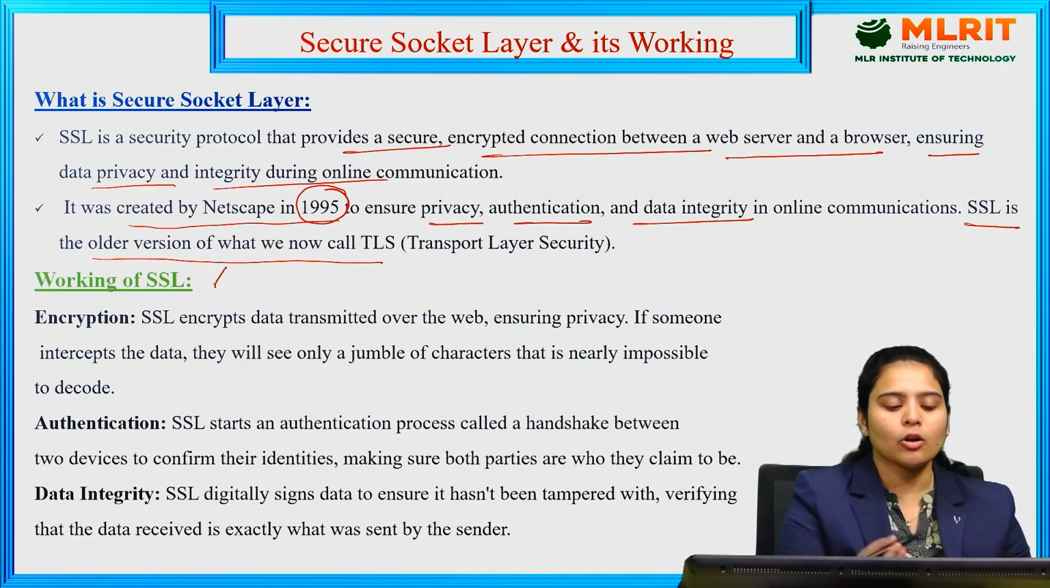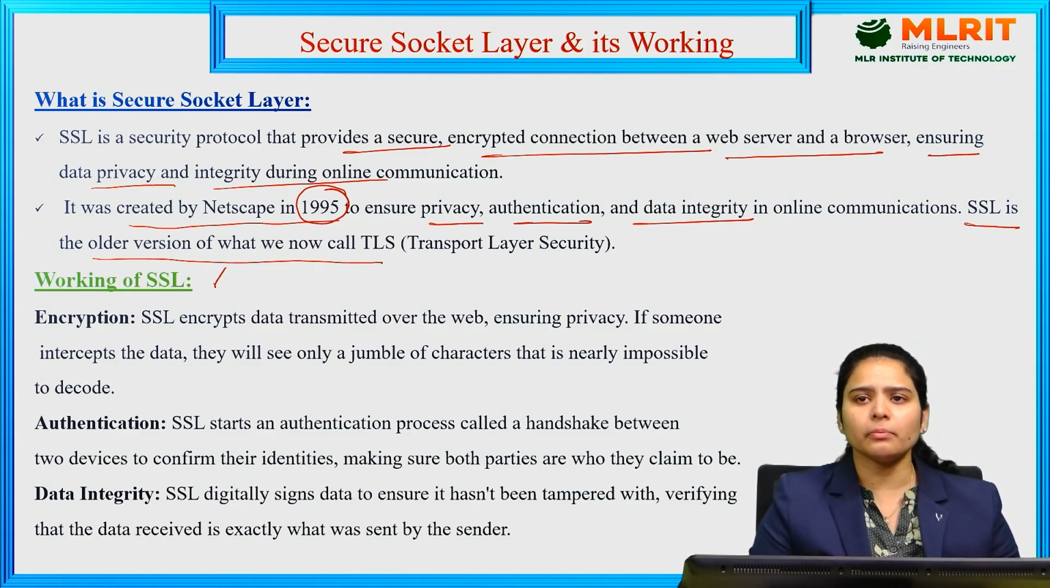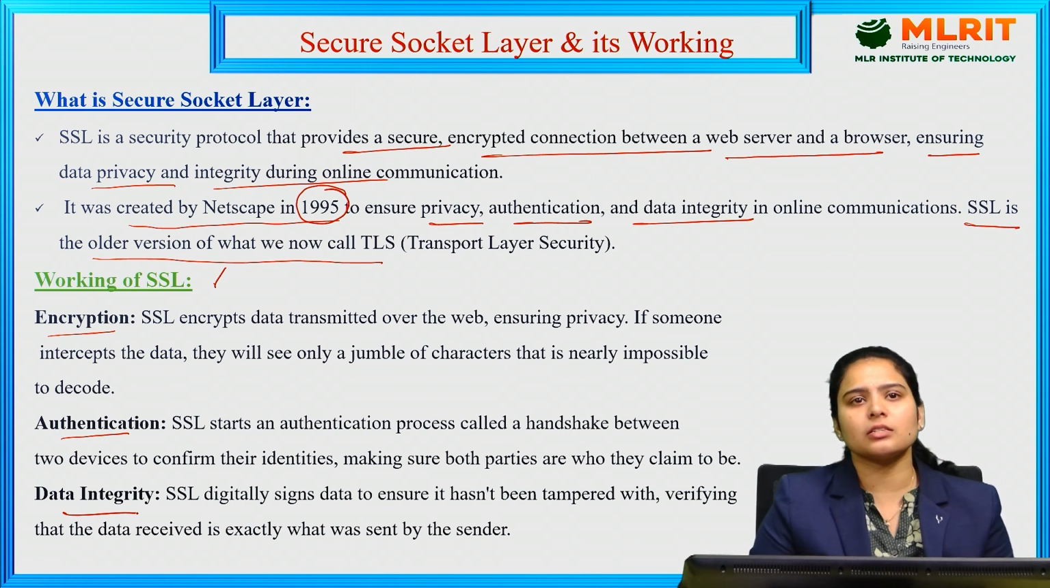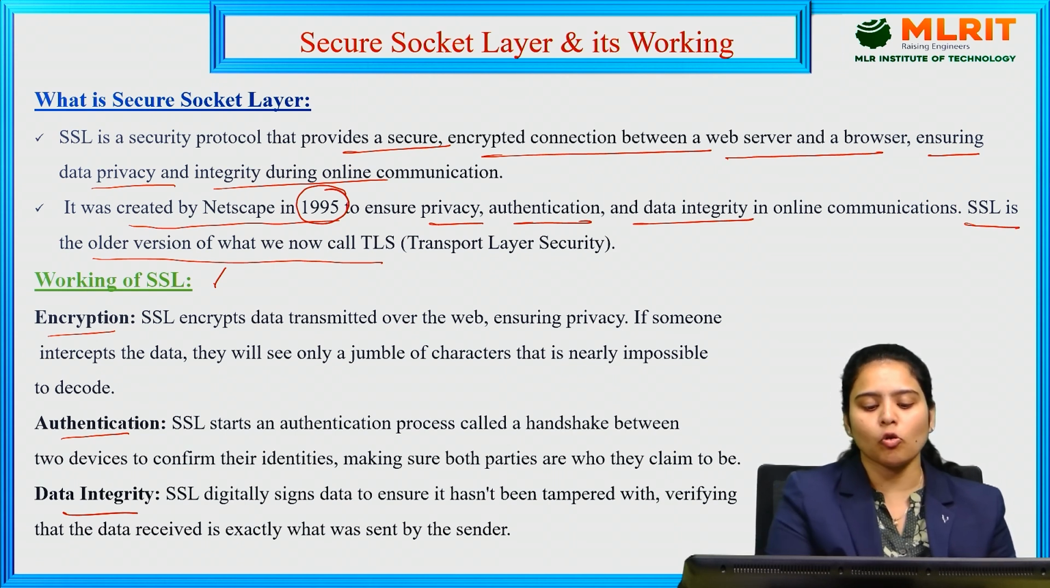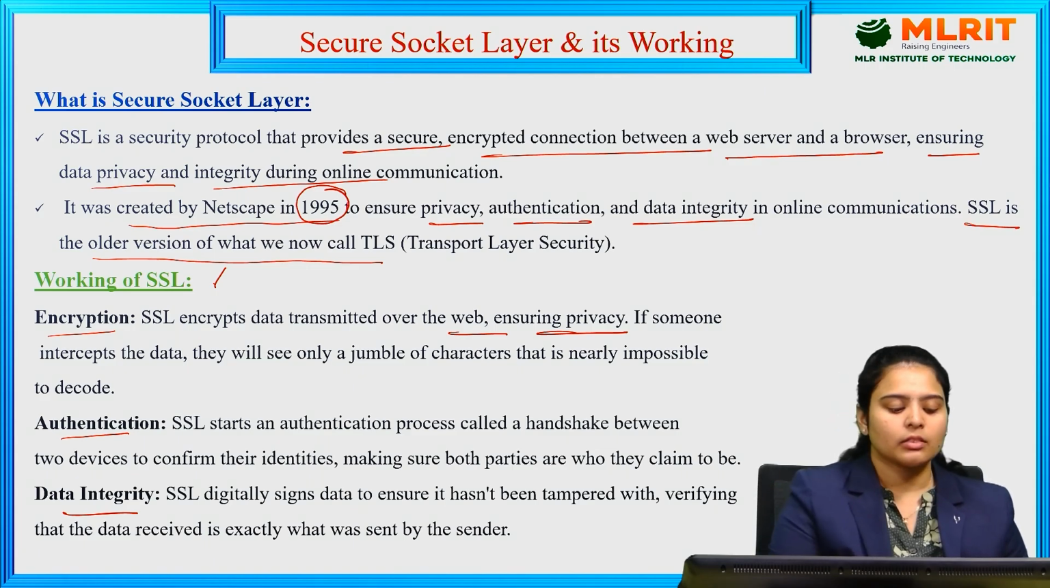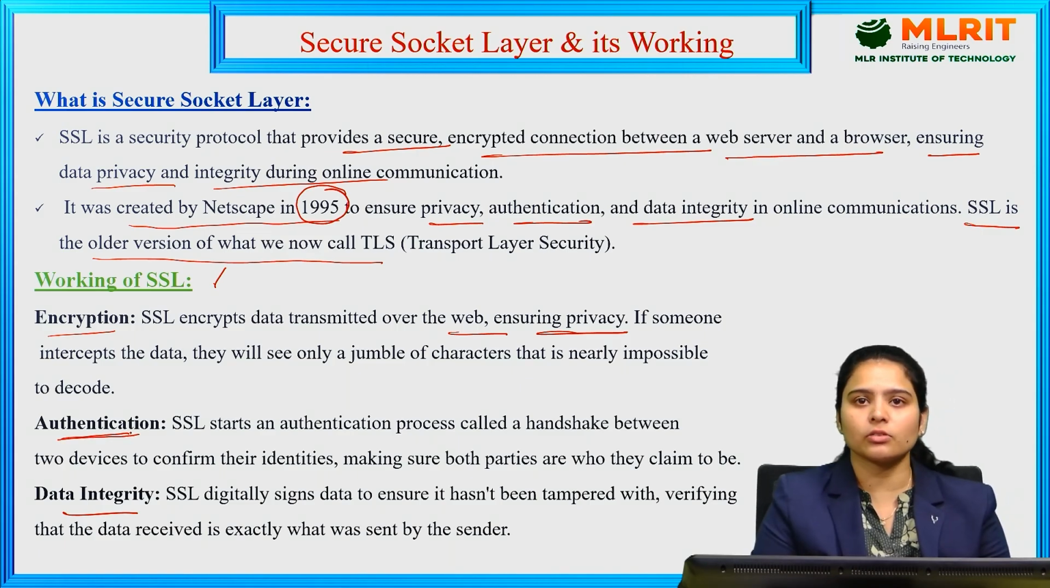Working of SSL. What is the main purpose of the working of SSL? There are three: encryption, authentication and data integrity. Encryption means we encrypt the data over the web, ensuring privacy. If someone wants to intercept our data, there will be a jumble of characters, and it is nearly impossible to decode the information. The next one is authentication. Authentication is a handshake between the two identities, verifying both parties. That is known as authentication.